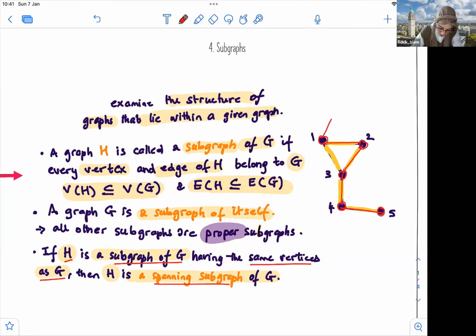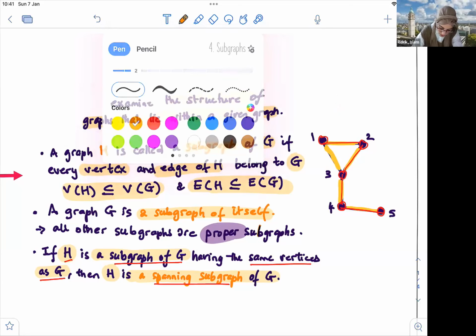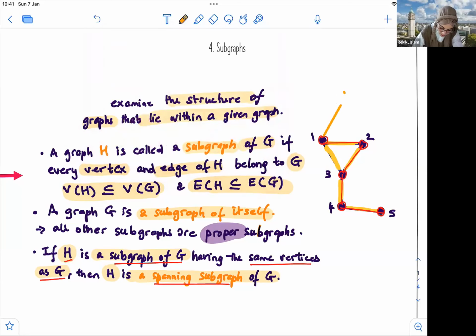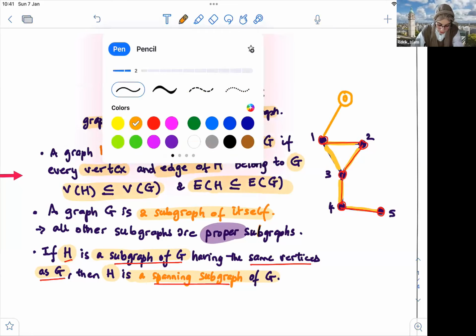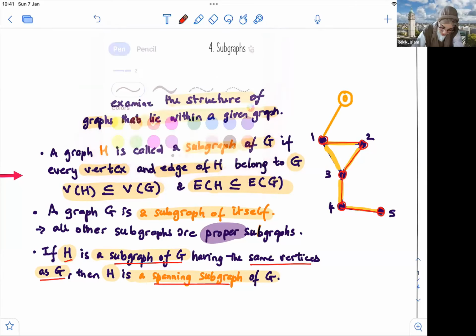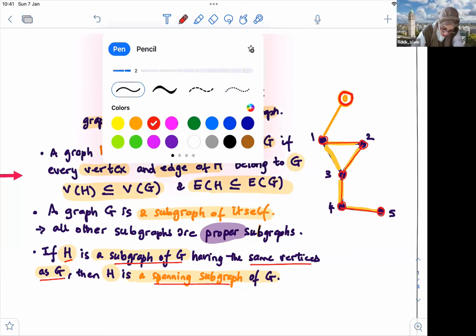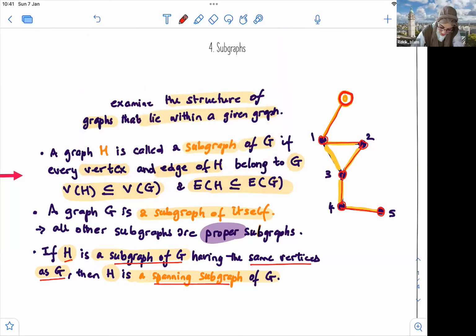So I'm going to add another node right here. Let's say we have a node 0. Let me start by adding a different color, just to make things more consistent. So we have a node 0 here. If you take this graph, you can see that this path right here is a spanning subgraph of G. It's like a potential backbone of G.